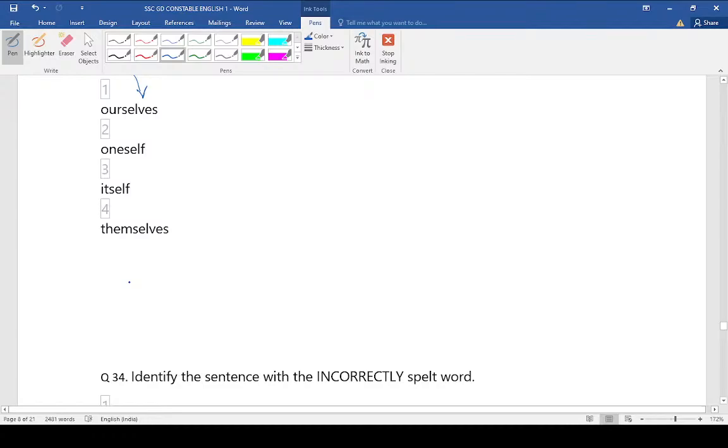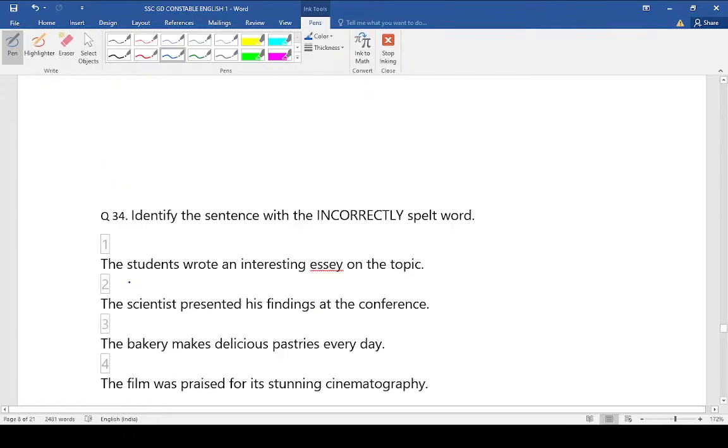Identify the sentence with the incorrect spelt word. The students wrote an interesting essay on the topic. The scientist presented his findings at the conference. The bakery makes delicious pastries every day. The film was praised for its stunning cinematography.